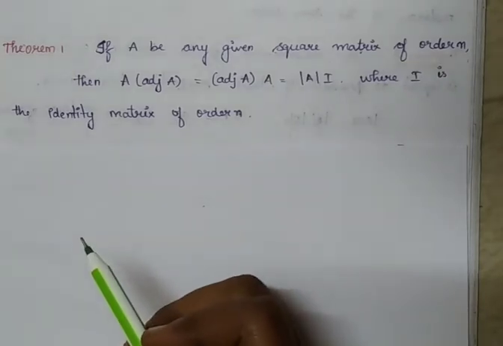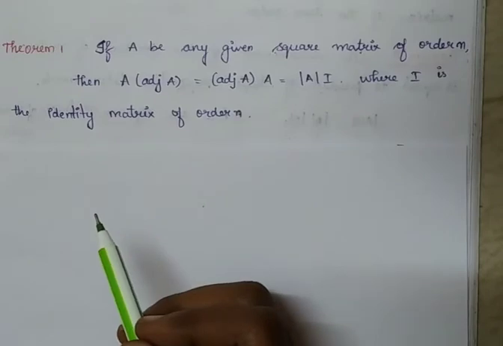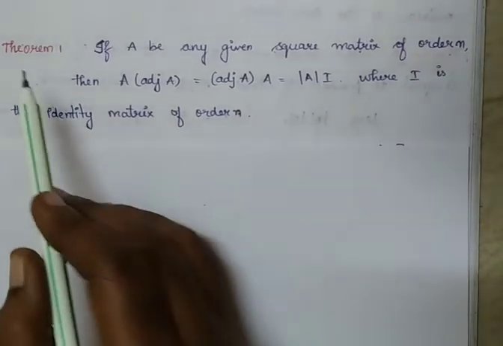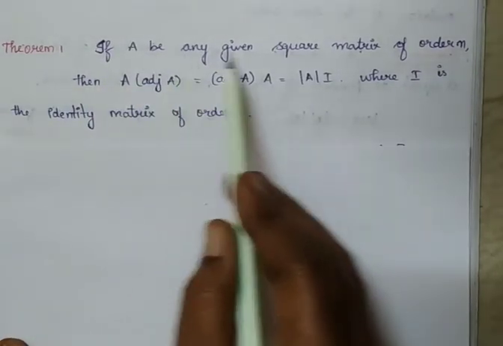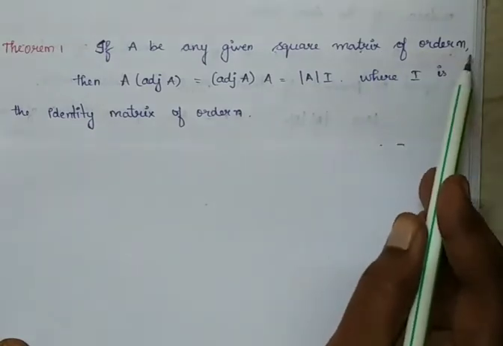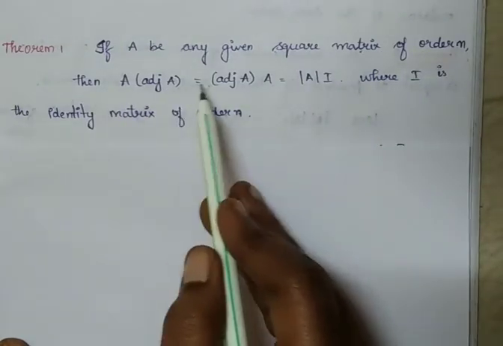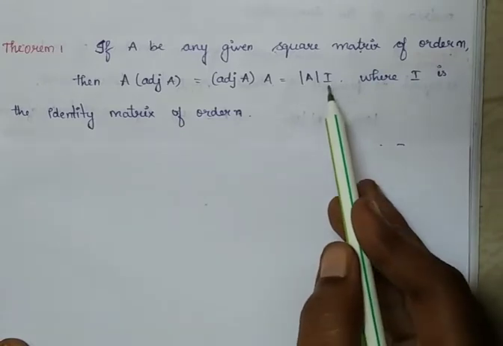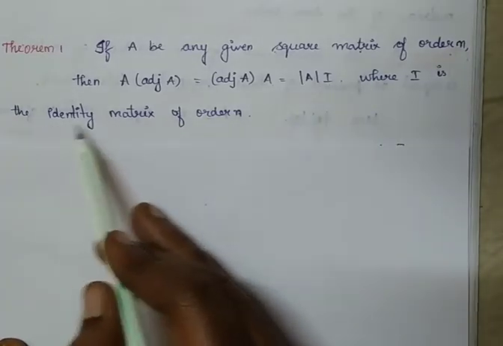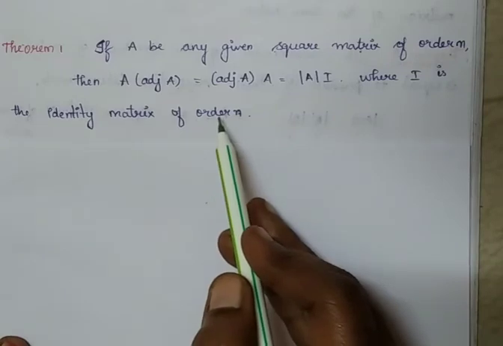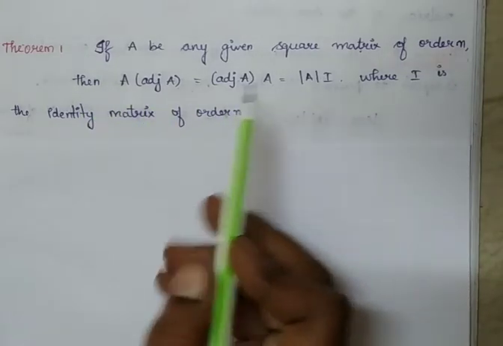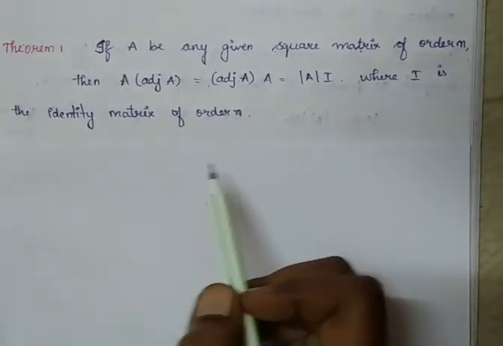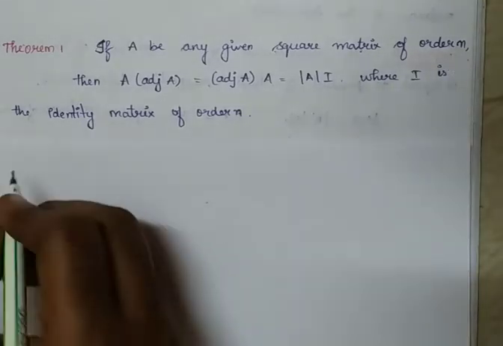Good morning. Today we are going to learn a few theorems on the chapter determinants. Now, theorem number 1. If A is a given square matrix of order n, then A into adjoint A equals adjoint A into A, which equals determinant of A into I, where I is an identity matrix of order n. Now, let us understand this by taking an example of order 2 here.